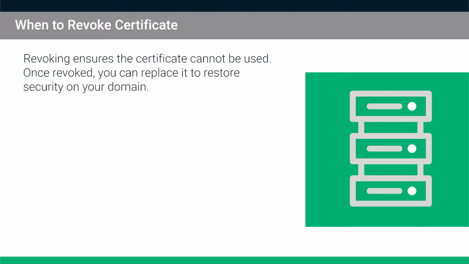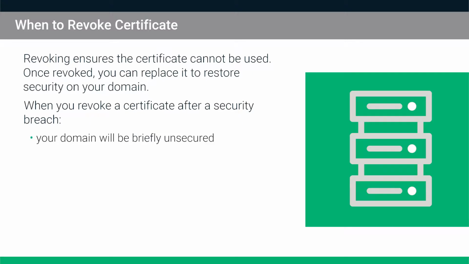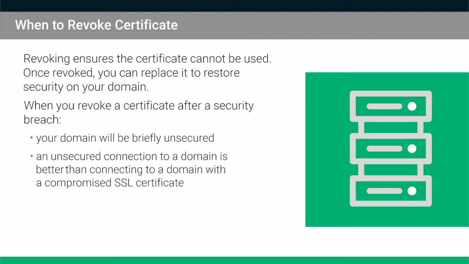Revoking ensures the certificate cannot be used. Once the certificate is revoked, you can replace it to restore security on your domain. When you revoke a certificate after a security breach, your domain will be briefly unsecured. However, an unsecured connection to a domain is better than connecting to a domain with a compromised SSL certificate, which may leave you and your customers vulnerable to data theft and other malicious activities.